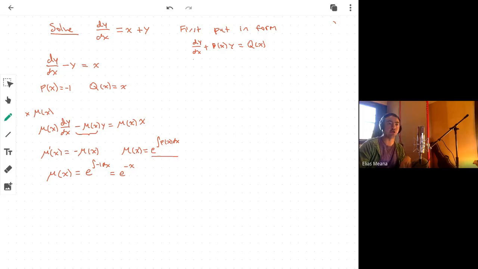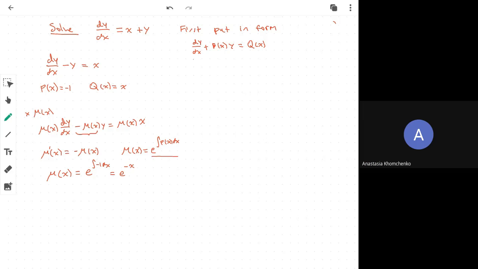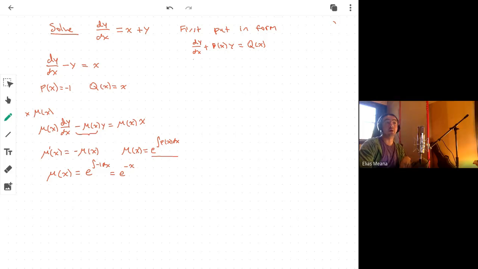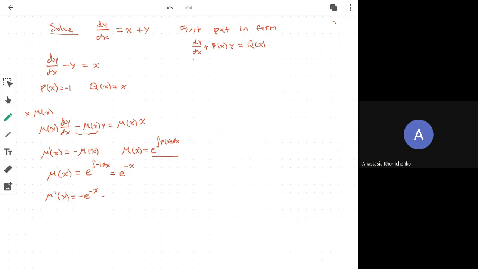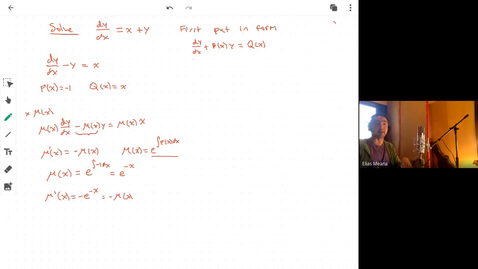All right. How's the derivative of mu equal to minus mu of x? Well, let's take a look. If mu of x is equal to e to the minus x, what is the derivative of mu of x? Well, the derivative is just minus e to the minus x. What is that? That's just minus mu of x. Okay, so forcing that constraint is what defines mu, basically, right? We're defining mu through a differential equation.